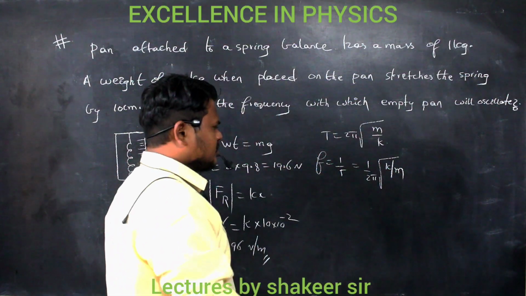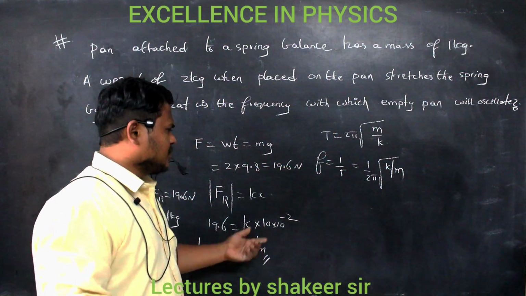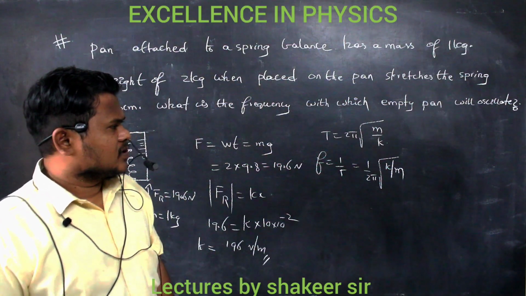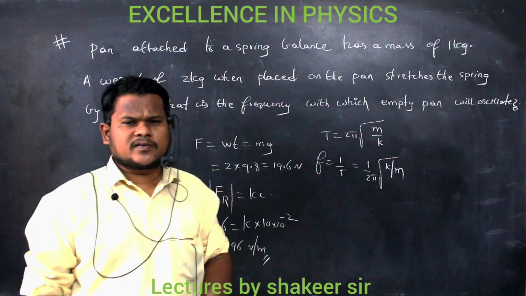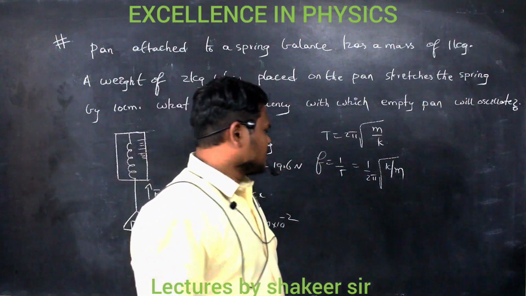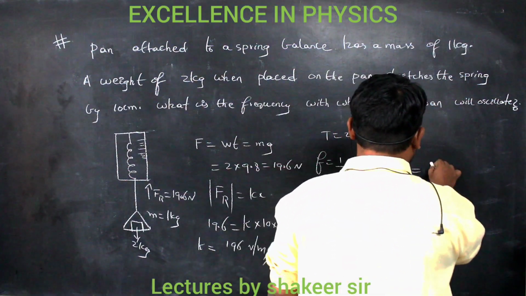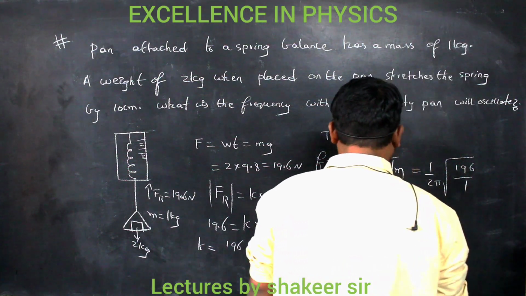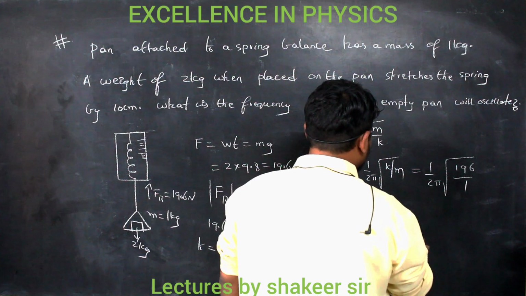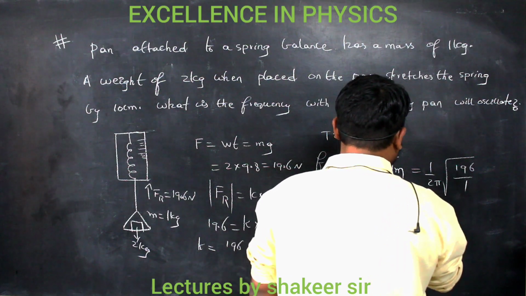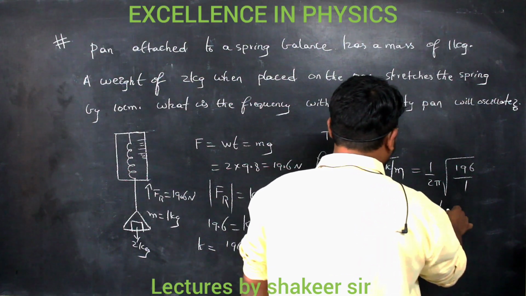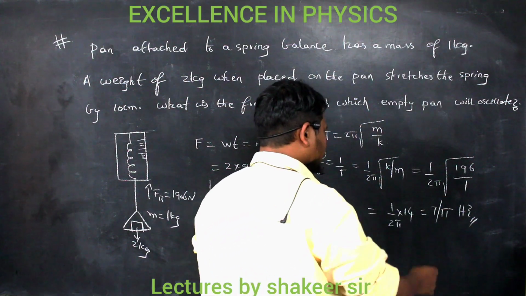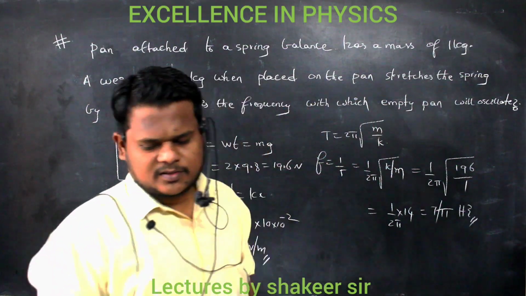Clear? This is the relation. So K value we have, and mass is the mass of the pan we have to take here, because this spring balance is oscillating only because of the mass of the pan. So therefore what can I write? It is 1 by 2 pi root K, where K is 196, divided by mass, which is 1. So 1 by 2 pi root 196 is 14. Therefore 7 divided by pi hertz, or oscillations per second. So this is our answer for this first question.